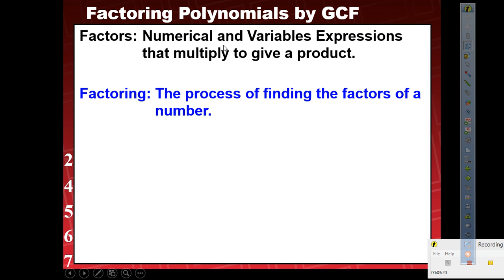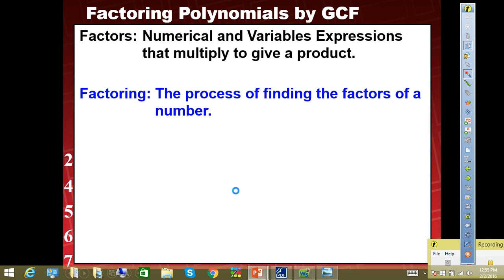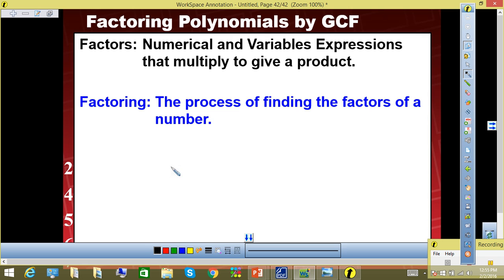Even though they sound alike, they're two different terms. Factors means numerical and variable expressions that multiply. Factoring is the process of finding the factors of a number. So, if I was to write an example for factors using a numerical expression that multiply, I would use 2 times 3.